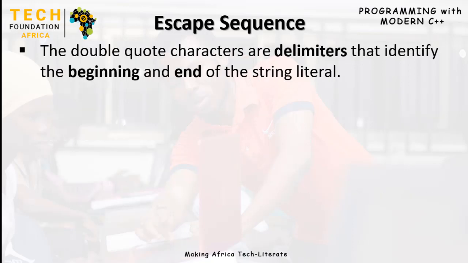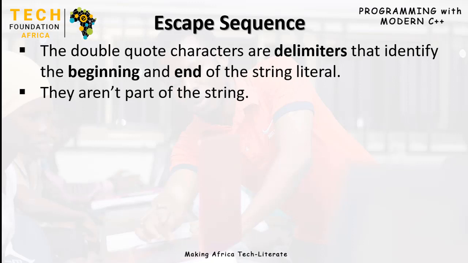The double quote characters are delimiters that identify the beginning and end of a string literal. But then they aren't part of the string itself. Now, each escape sequence in the string literal will be converted to a character that it represents, to be converted to the character that it represents by the compiler. So the characters will be sent to the output, or the cout, not the escape sequence itself.